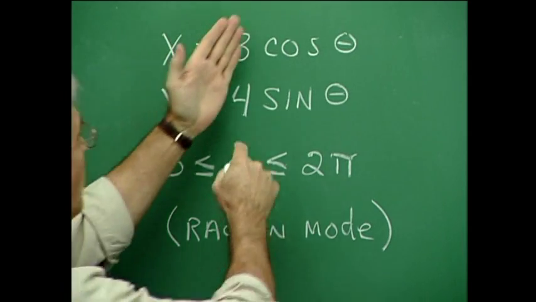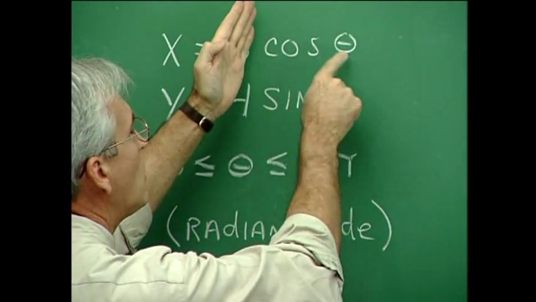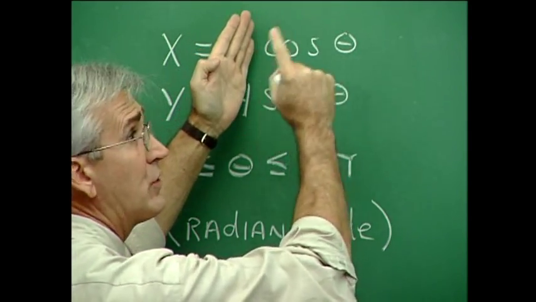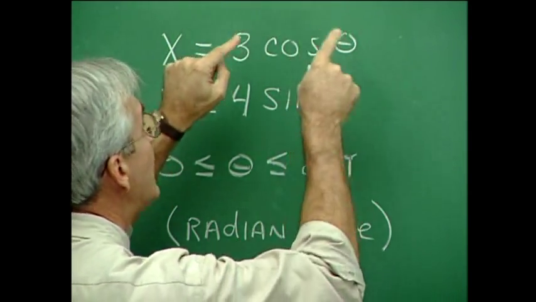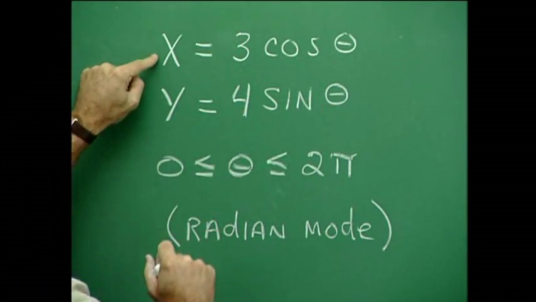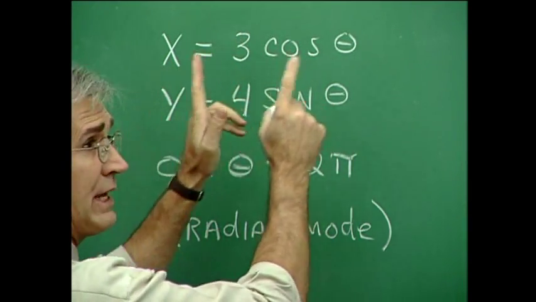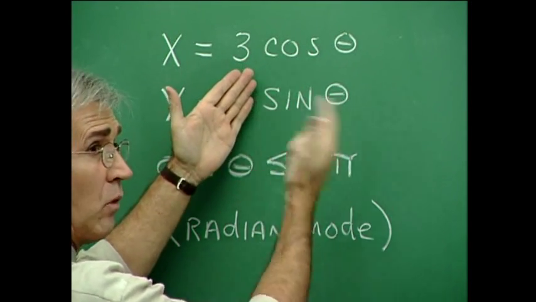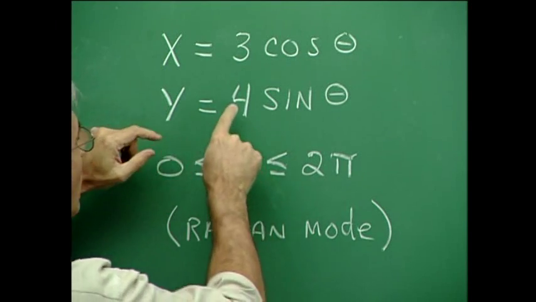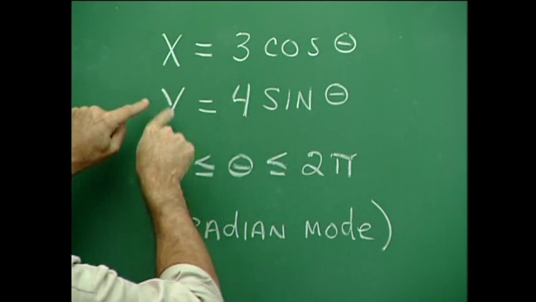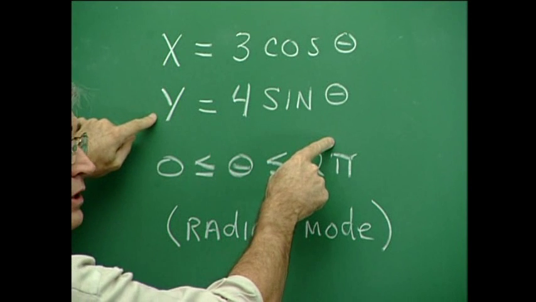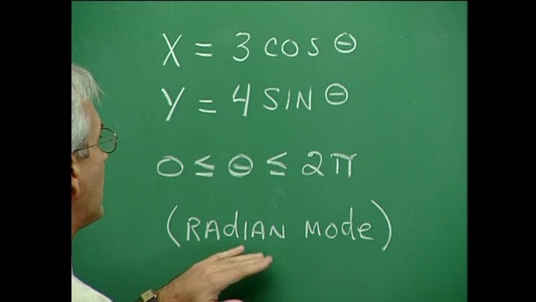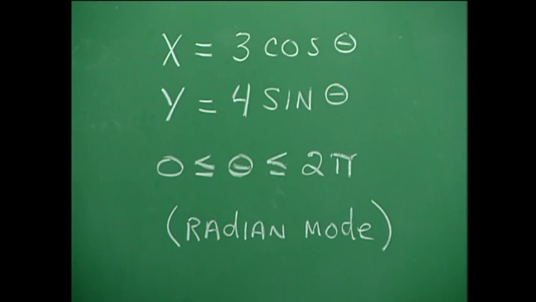Now, how would we set up our window for x minimums and maximums, y minimums and maximums, and so forth? Well, we know that for cosine, the cosine of an angle, those values will change from -1 to 1. So 3 times -1 to 1 means that x will take on values from -3 to 3. In a similar way, the sine of angles changes from -1 to 1 as well, and so 4 times -1 to 1 means that y will change from -4 to 4. So that allows us to set up our window. Now we're using radian mode here, and we're going to look at the graph in just a second.